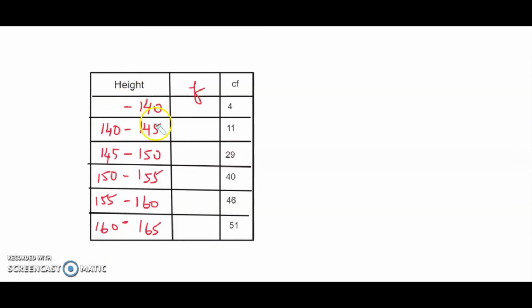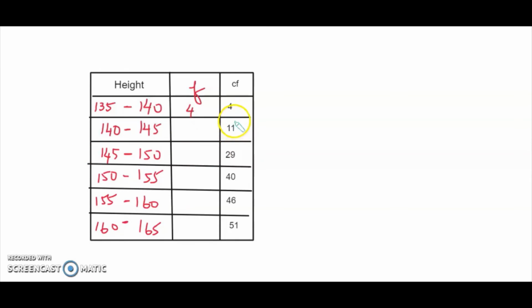So what you do is you subtract the lower limit and upper limit for any class, and you find out the class length. The class length is 5. So accordingly you put 135. Clear? Now we'll find our F.